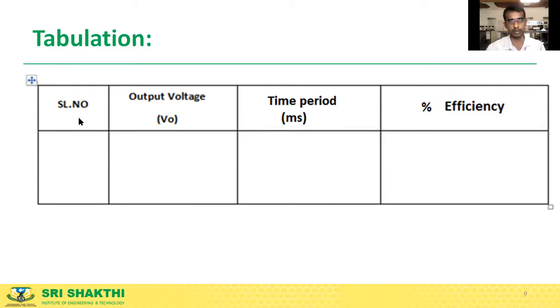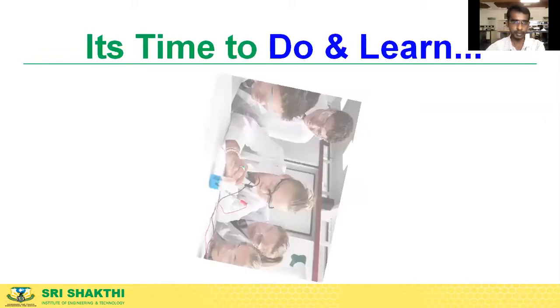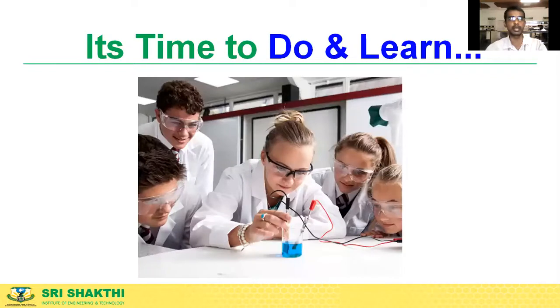So the tabulation goes in this way. We have only one reading. So we'll note down what is the output voltage. In order to draw, you need the time period also. So you'll measure the time period, and then you'll try to calculate the efficiency. I'll tell you the formula for measuring the efficiency. Hope I made things very crisp and clear.